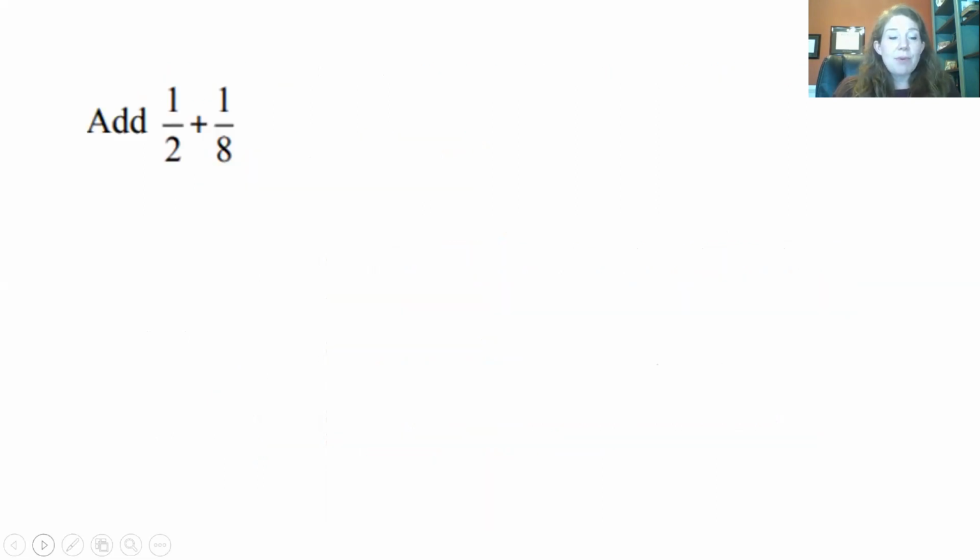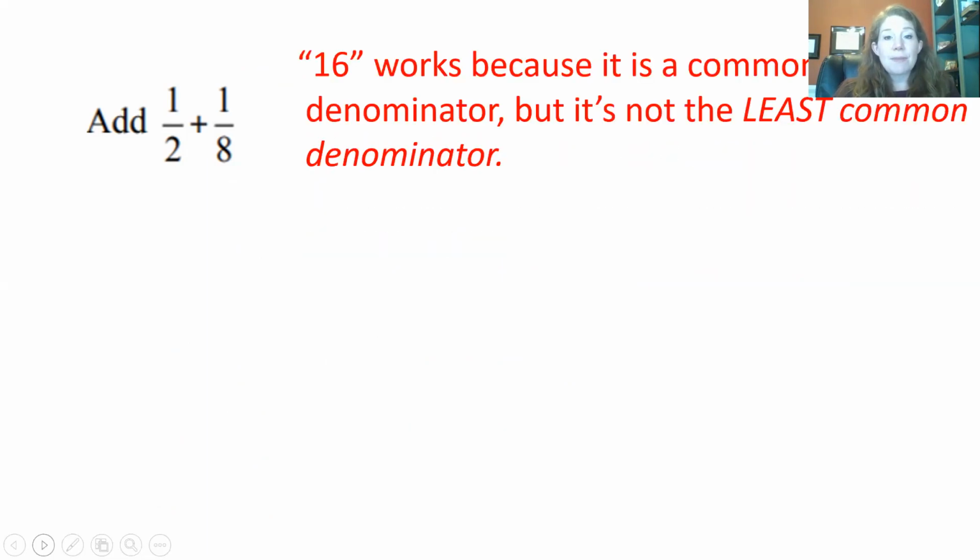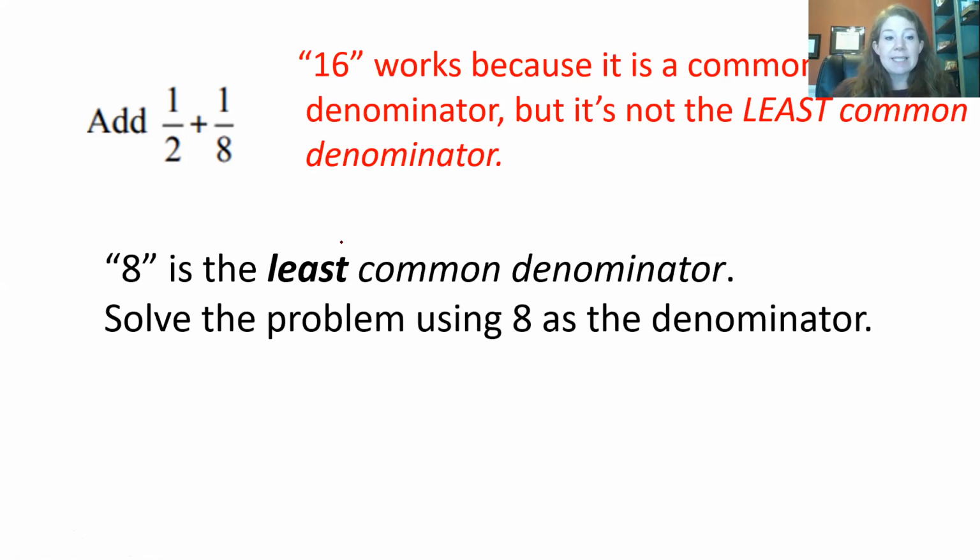So here we take the same problem, and like I said, 16 worked, but the least common multiple of 2 and 8 is actually 8. Let me move this down a little bit. So since 2 will go into 8, you'll see at the end it saves us a little more time to use the least common multiple. So 8 is the least common multiple, so it says solve the problem using 8. So instead of 1/2, we're going to have something over 8 plus 1/8. We're not going to change the second fraction.